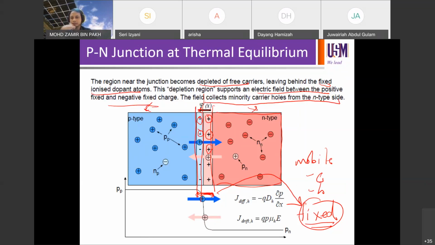As a result, what is 41? Haziq? What is 41?